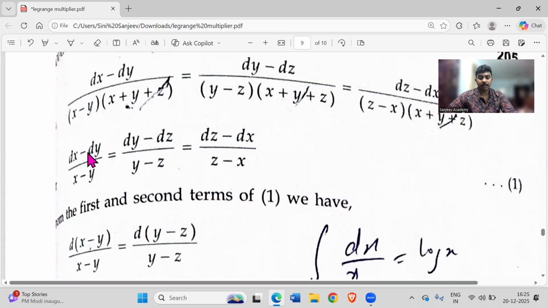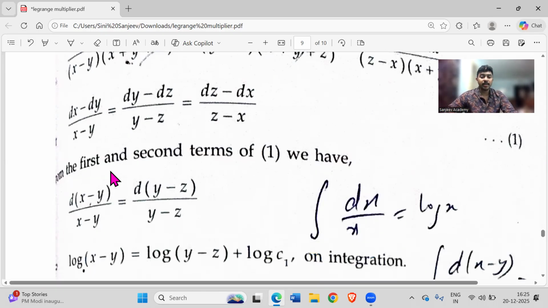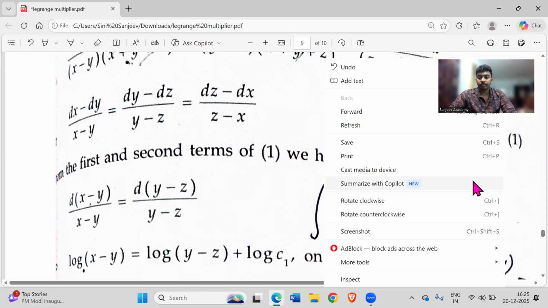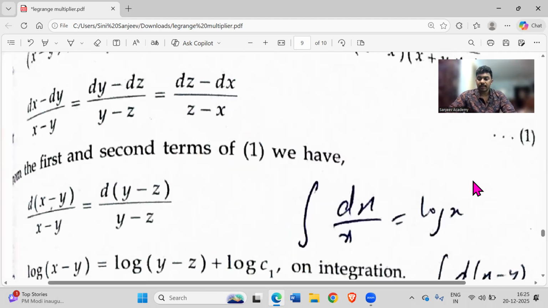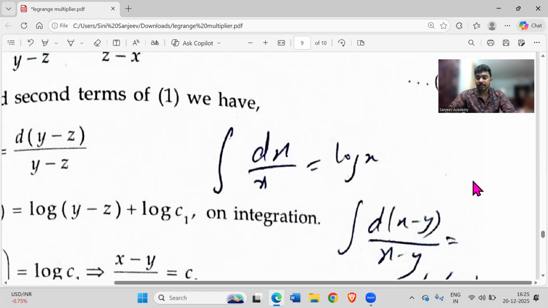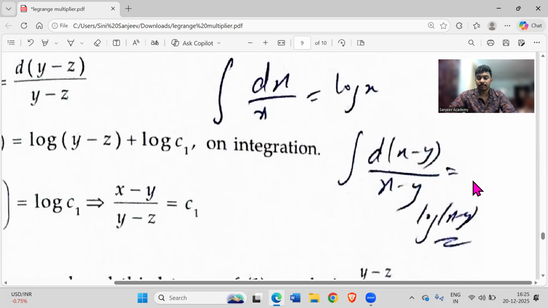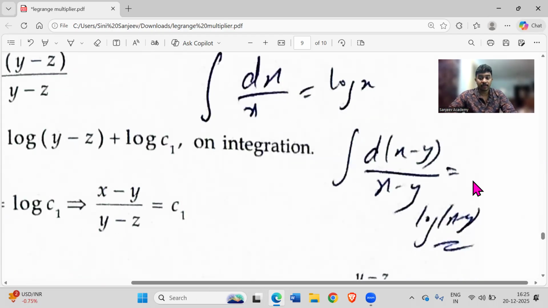Then I'll get d(x minus y) by x minus y. Then how to integrate this? We all know the integral of 1 by x dx is log x. So just replace x with the x minus y term. The integral of d of (x minus y) by (x minus y) is log of x minus y.